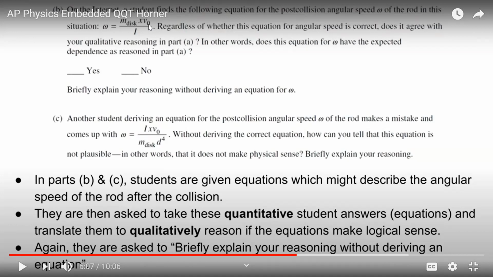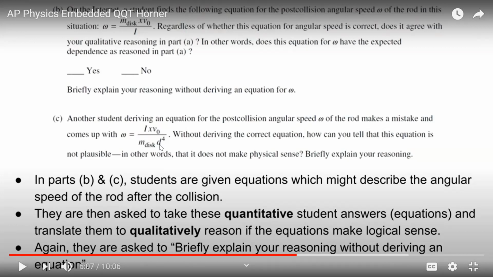It'll give you momentum, all right? So regardless of whether the equation is correct, does it agree with your qualitative reasoning from part A, meaning that you would put it to the right of the center of mass. And then here, you're going to see that it is moment of inertia times velocity over mass of the disk times the distance raised to the 4th power. All right, so there we've got that.